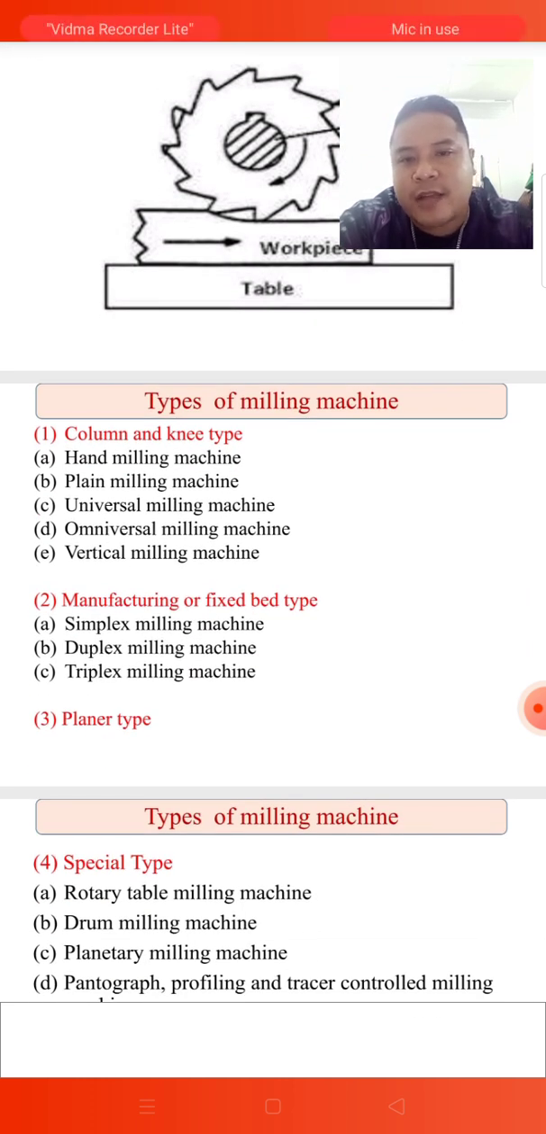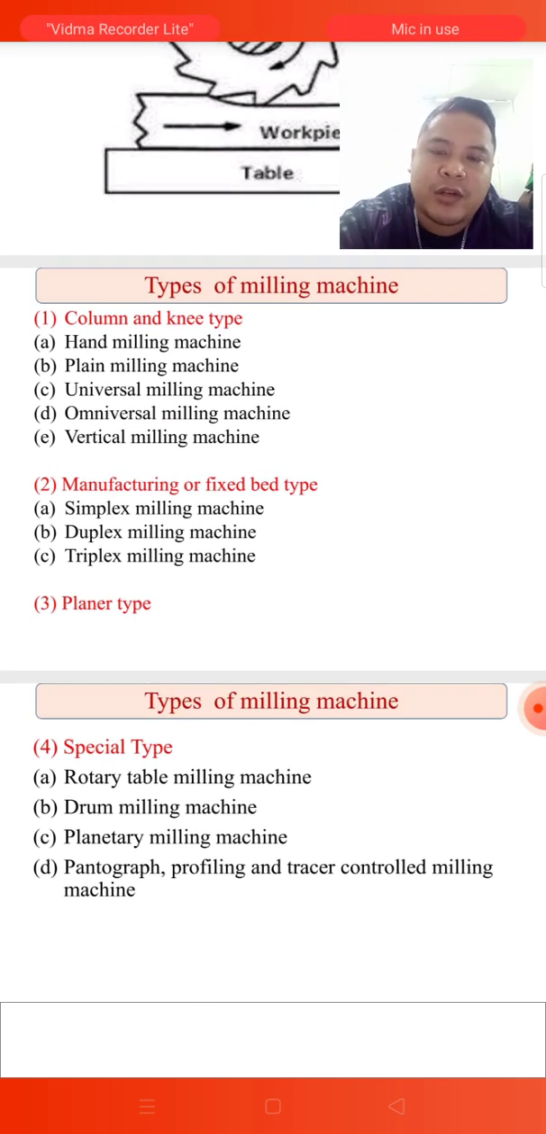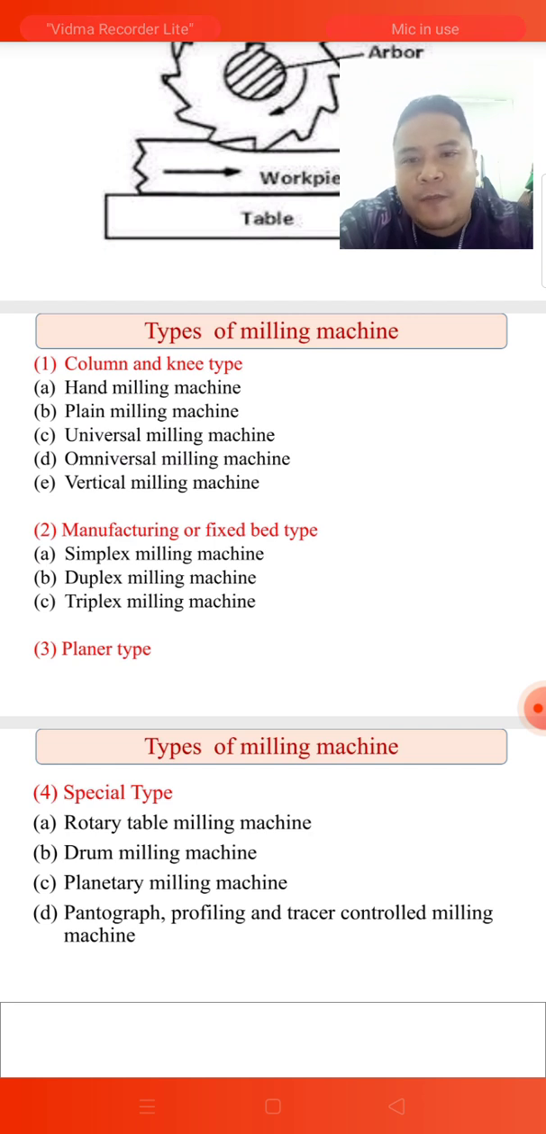Then the second type of milling machine is the manufacturing or fixed bed type. We have the simplex, duplex, and triplex. These are the types of milling machine designed or set up for manufacturing operation. When it comes to manufacturing operation, it is one product or one certain dimension at a bigger quantity of a product.